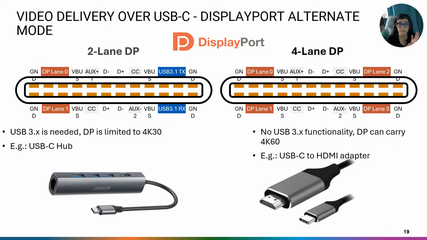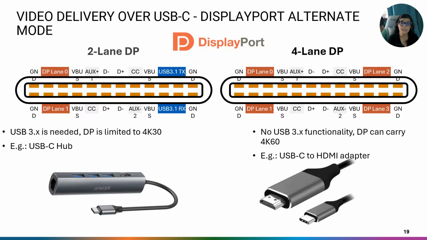Let's talk about video delivery and using those alternate modes. When you can use an alternate mode with a USB-C cable, you can do it in either a 2-lane or a 4-lane mode. And depending on how you do that, you get different benefits and different, not necessarily bad features, but you just have to kind of choose one or the other. And this will make a little bit more sense in just a second. If you want to get 4K 60, you need to do DisplayPort alternate mode, 4-lane DisplayPort alternate mode. That's what's going to give you that 4K 60.